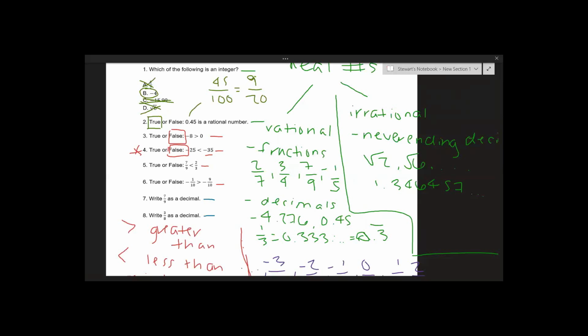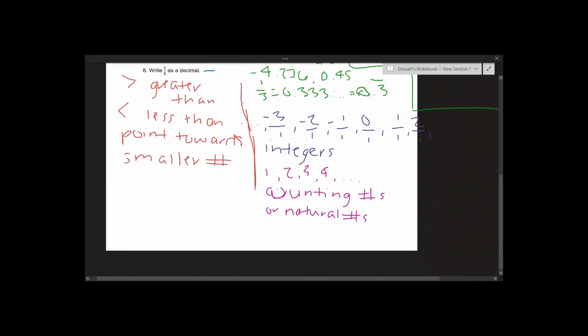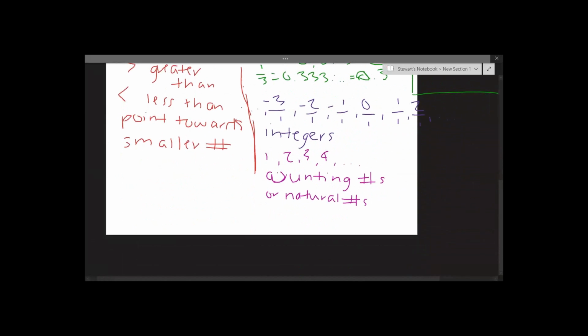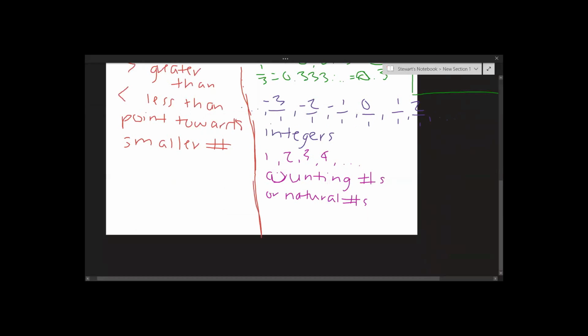Next, true or false, 7/9 is less than 2/3. In this instance, we are comparing two fractions, and we're comparing two fractions with unlike denominators, which is a problem because we can't really say anything about those for sure. So let's consider these down here and see what we can do to compare the two numbers together.